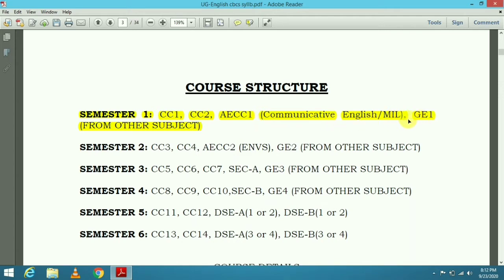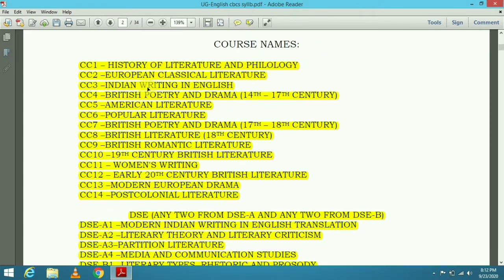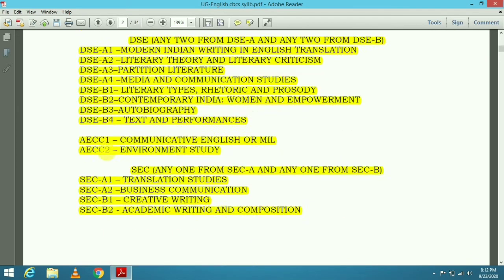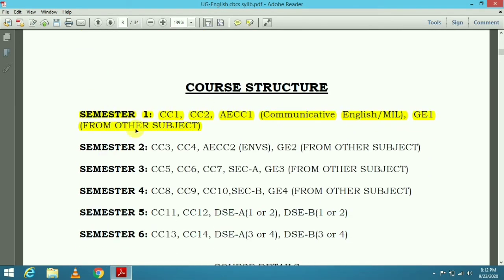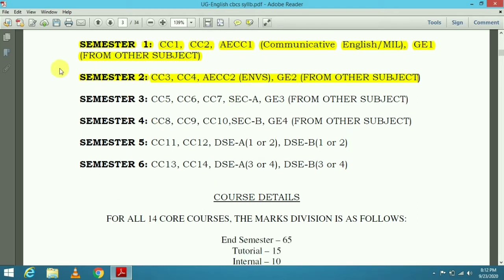That means the communicative English or MIL. And these CC courses, CC1 and 2, mean history of literature and philology and European classical literature. So this is the syllabus of semester 1. In semester 2, you are having CC3, CC4, AECC2, that means ENVS, and GE2 from another subject. So this was the syllabus of your semester 1 and semester 2, which means the course structure.